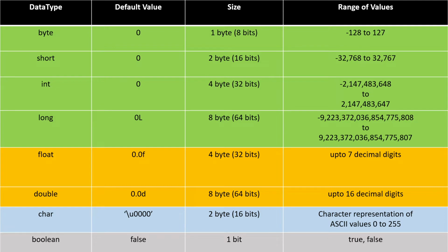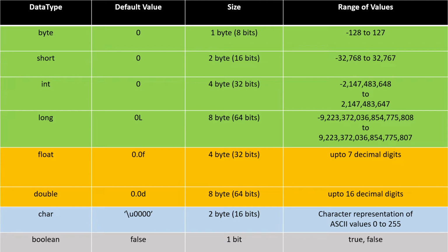Then we have float, which is highlighted in orange. Float takes 4 bytes of memory, which is equal to 32 bits, and in float we can store decimal values up to 7 decimal digits. Then we have double, which takes 8 bytes of memory, which is nothing but equal to 64 bits, and in double we can store decimal numbers with up to 16 decimal digits. Then we have the char data type, which takes 2 bytes of memory, which is nothing but 16 bits. We can store only a single character in the char data type.